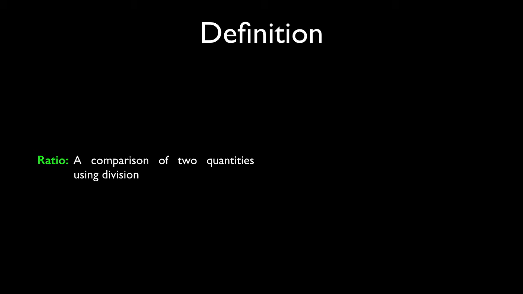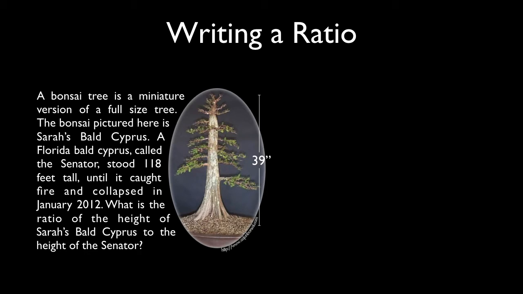There are three ways that we write it: using "A to B," we can also use the colon, A:B, or we can use the vinculum, A/B. So how do we write a ratio, you ask?